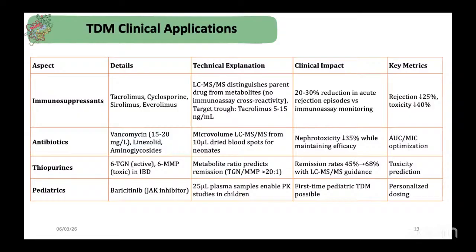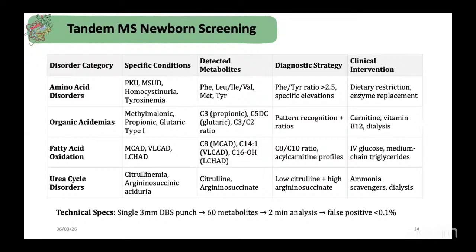In pediatrics, for baricitinib, the JAK inhibitor, 25 microliters of plasma is generally used to enable pharmacokinetic studies in children. For the first time, mass spec was used by pediatricians to observe whether therapeutic drug monitoring could be personalized. So this can also be channelized as personalized dosing.